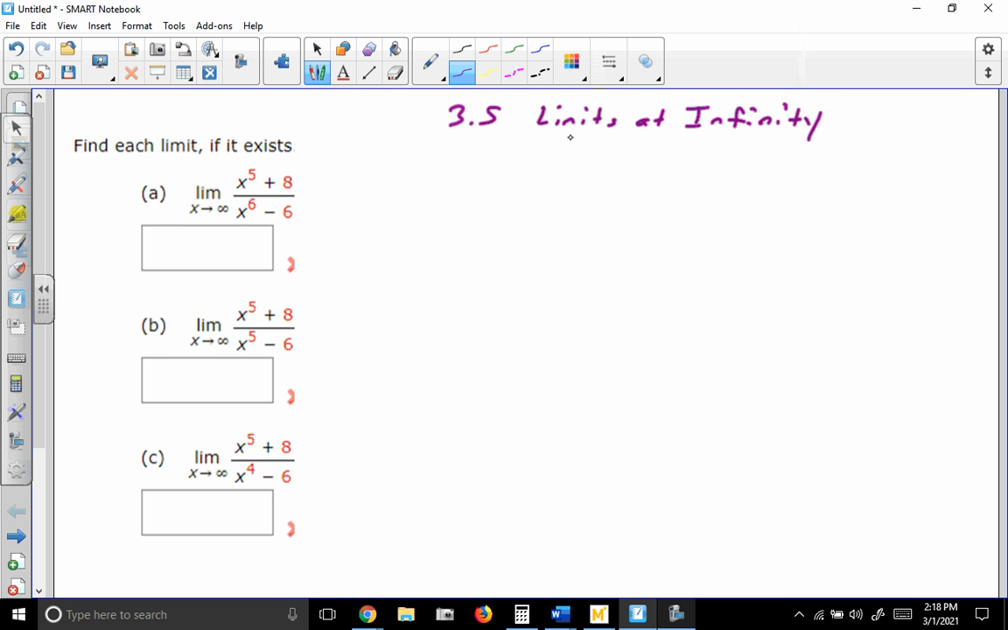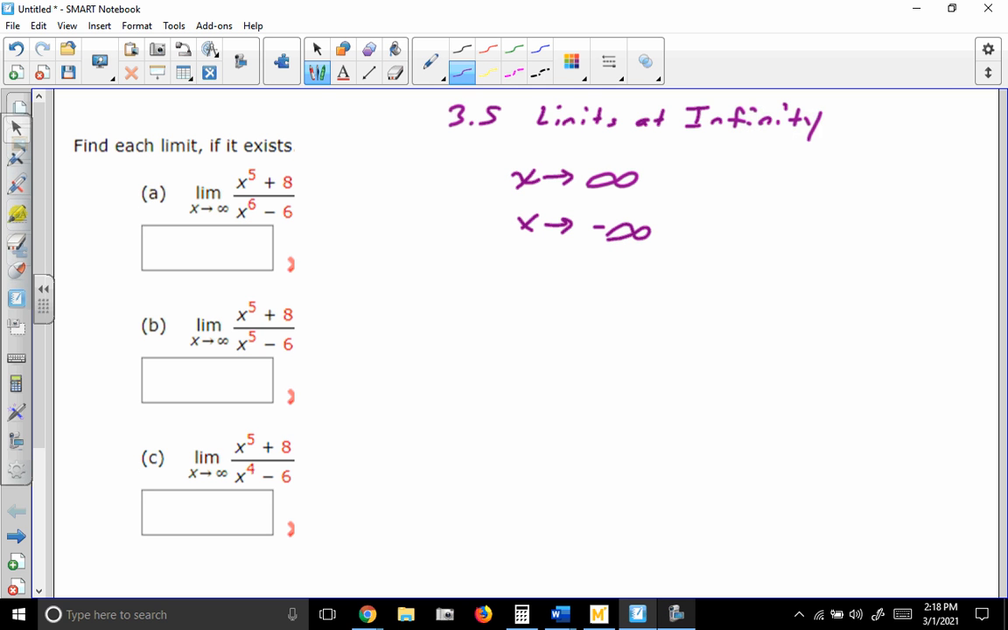In 3.5, we look at limits at infinity. And what we mean by that is if we have some particular function, what is happening to the function as x approaches positive infinity or as x approaches negative infinity?